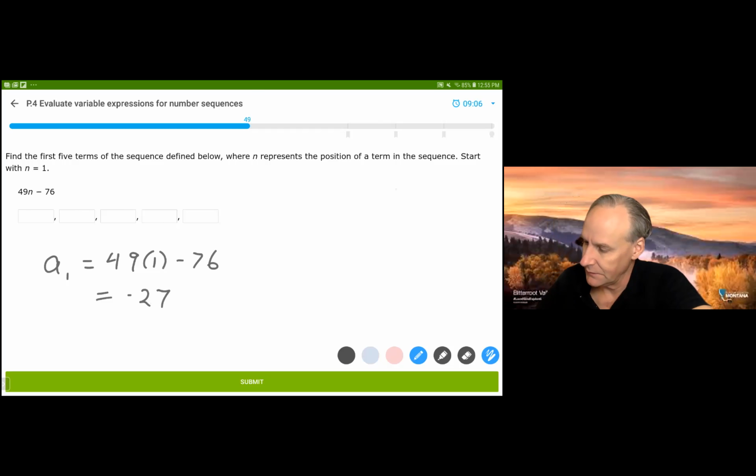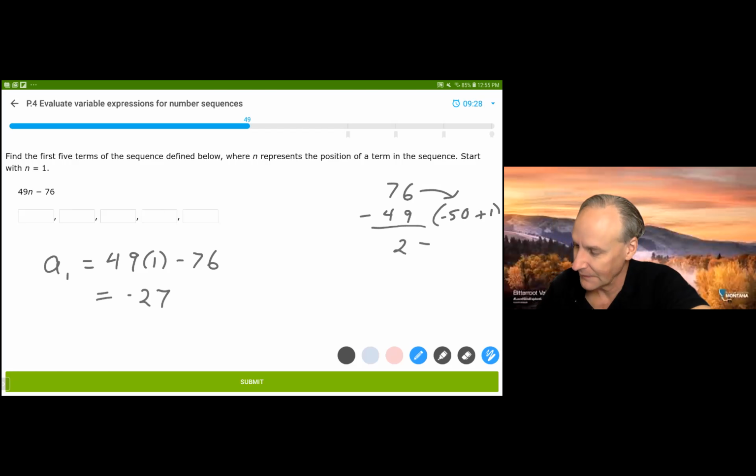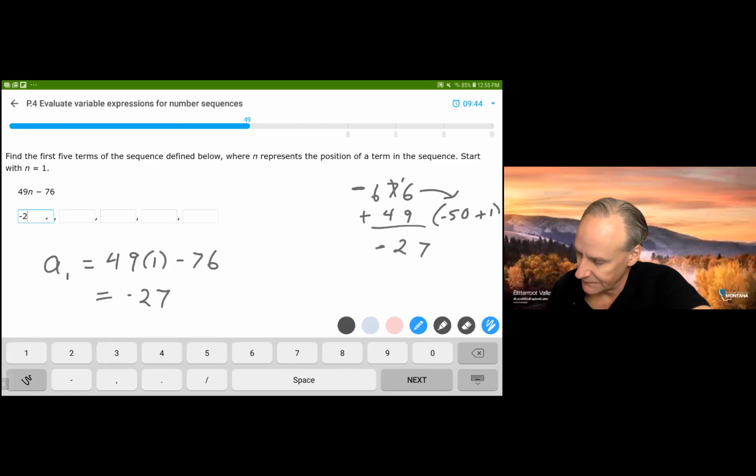A good idea is to go ahead and, here's how I did it. I took 76 minus 49 is really what I did. And that's the same as subtracting 50 and adding 1. Watch, minus 50 plus 1. You see, this is a lot easier, isn't it? 26 plus 1 is 27, isn't it? You could borrow and subtract and so on. But either way, realize the negative is on the 76 and the positive is on the 49. So it's negative 27. That's our first term, negative 27.